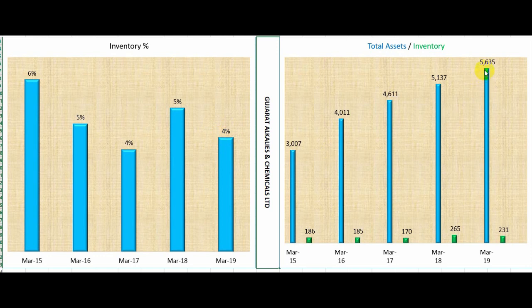The company's total assets were 5,635 crores, against which the inventory was just 231 crores. So this is a good value, and consistently it has been at this value from 15 onwards. And the total assets also has been growing. The balance sheet size has been growing from 3,000 crores to 5,635 crores in the last 5 years.